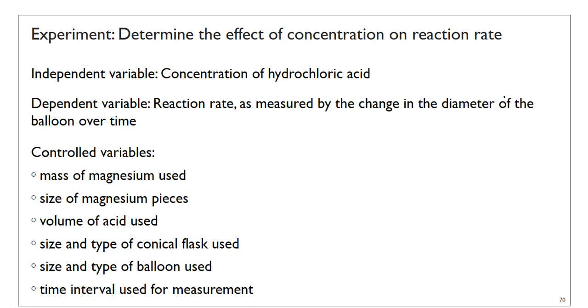Now, the other thing I want to point out is that if this is the dependent variable and this is the independent variable, then everything else has to be controlled. So you need to use the same amount of magnesium, obviously. You need to use the same size of magnesium pieces.